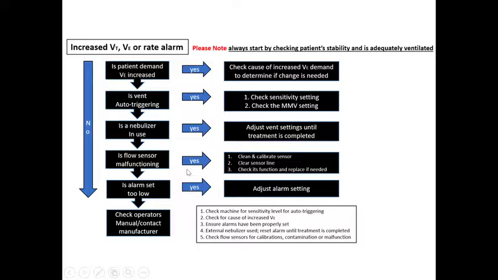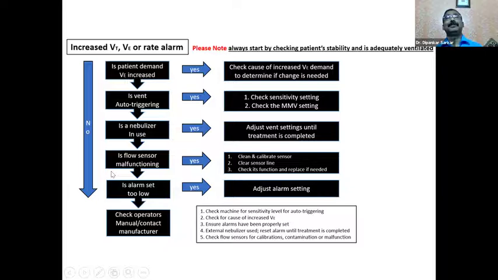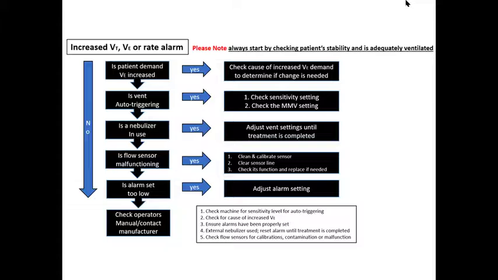Whenever there is an increased tidal volume, always remember, this is a common thing, and the sisters and the respiratory therapist become very complacent. The patient is on a nebulizer, the circuit is connected, so the tidal volume is increased. So make sure that yes, the nebulizer circuit is connected, the tidal volume will give an increased value. So what will you do if it is yes? Keep a close eye on the patient till nebulization is finished.